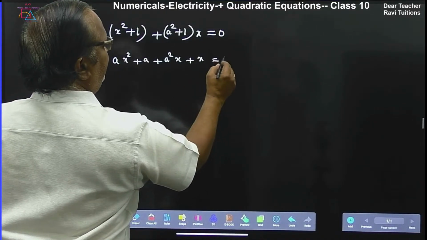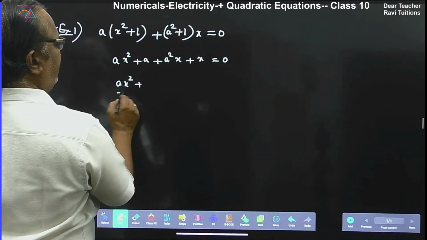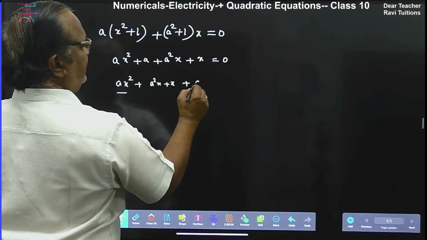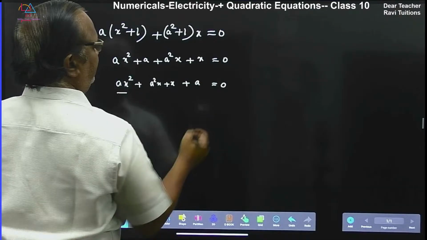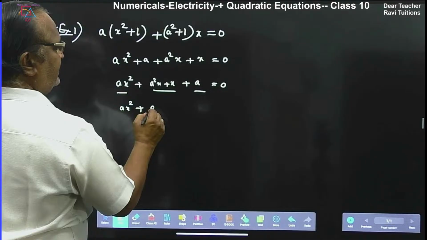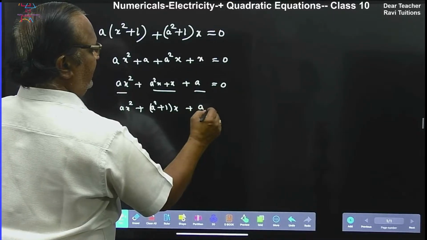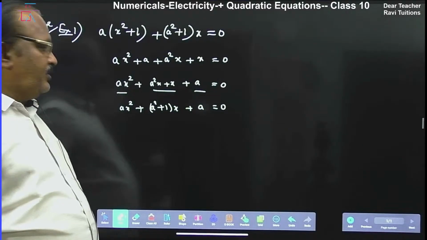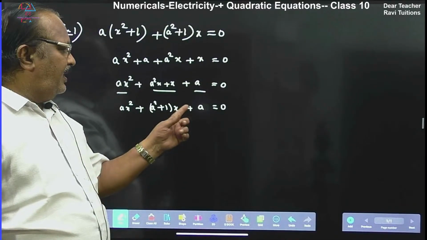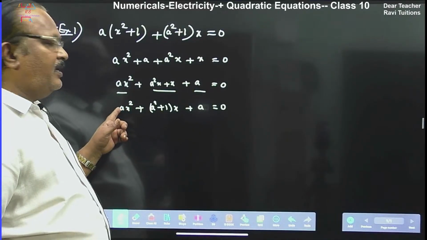Okay. So the expression is equal to 0. Now let me write it in the standard form first: x square term, then x term, plus constant is equal to 0. So ax square plus (a square plus 1) into x plus a is equal to 0. Now x square term, x term, constant. If you just identify the coefficient of x square, it is a.